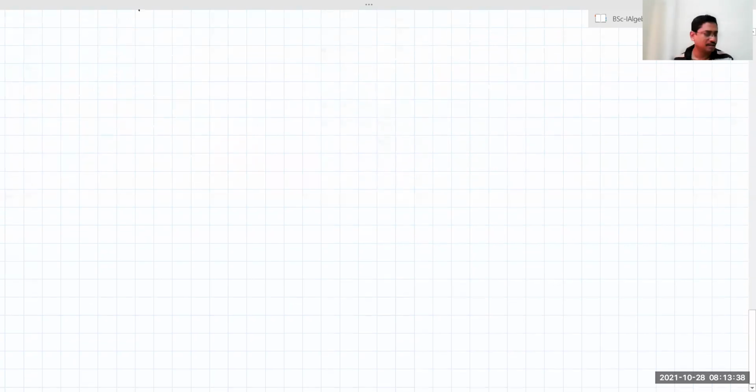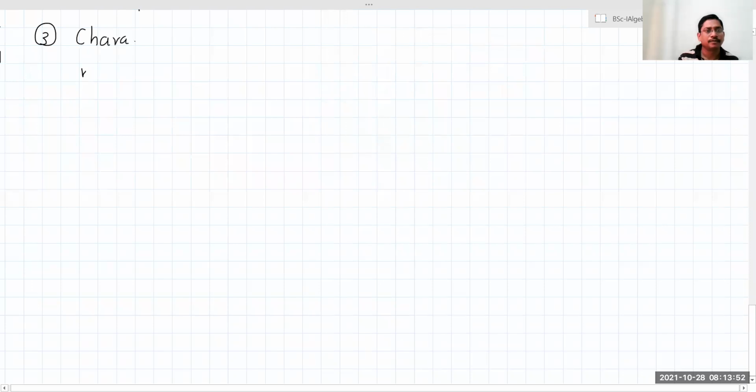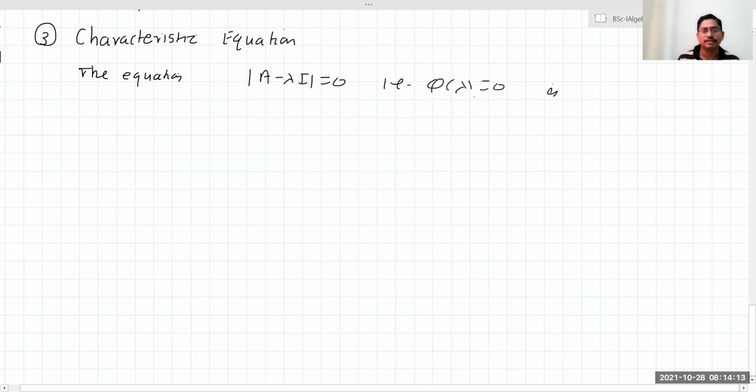Now we are going to define the term characteristic equation. Definition number three: characteristic equation. The equation determinant of A minus lambda I equal to zero, that is phi of lambda equal to zero, is known as the characteristic equation of matrix A.